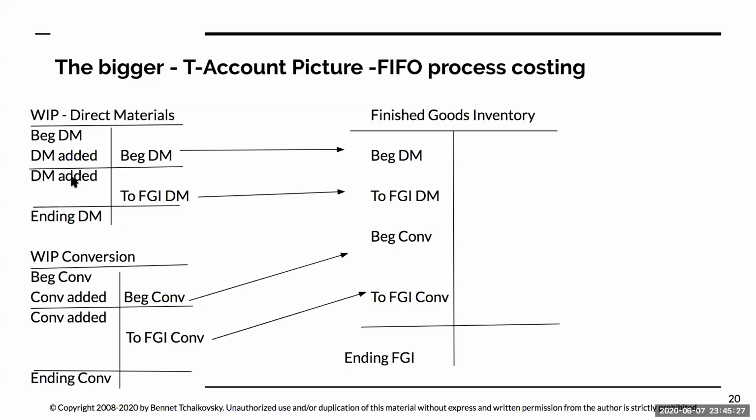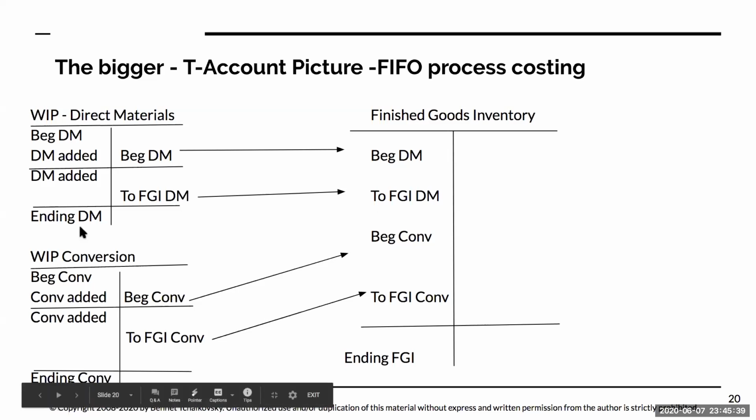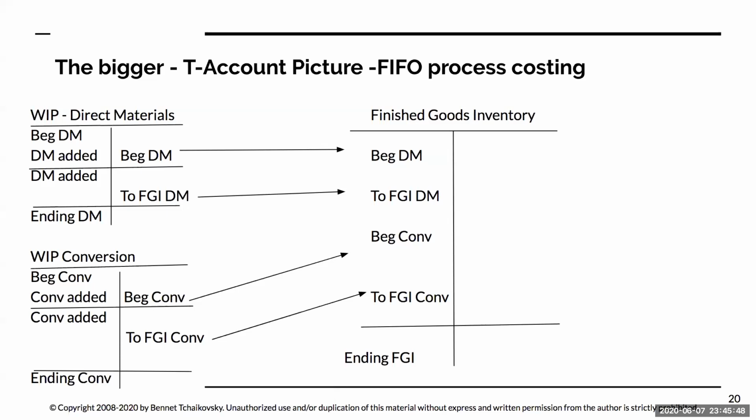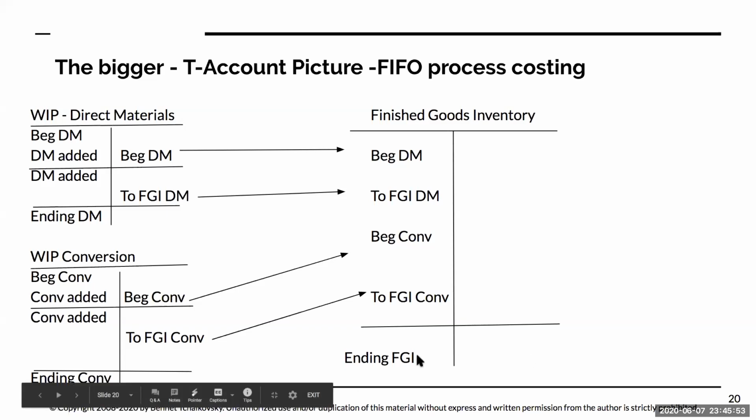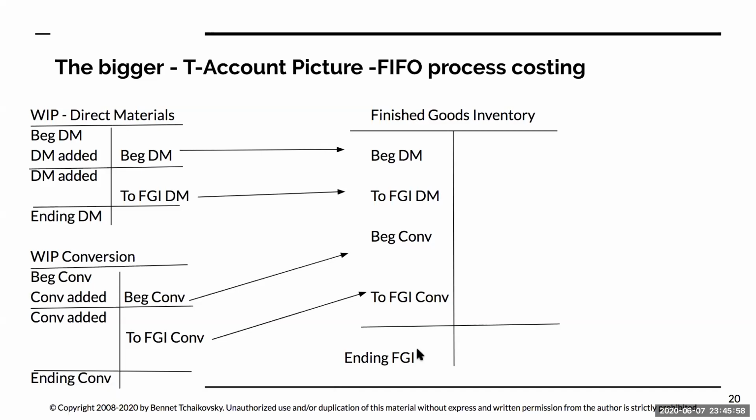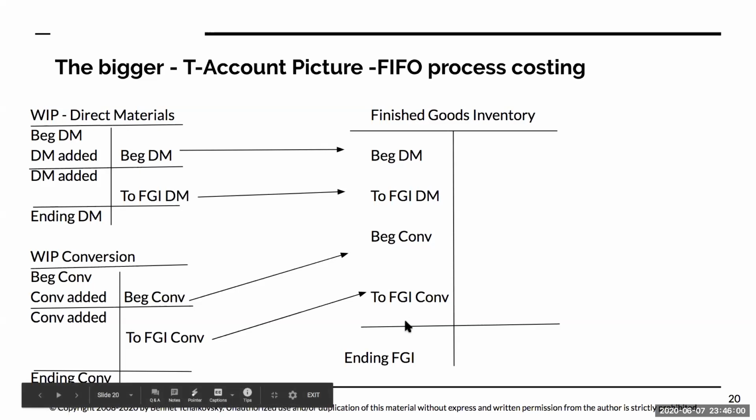Then we're going to look at the cost during the period, the conversion added and the direct materials added. We're going to look at our equivalent units, and that's what we're going to send out over here. And then we're going to end up with our ending direct materials WIP and ending conversion WIP. At the end of the day, whether we're using weighted average or FIFO, the total amount of these three will be the same. However, they're going to be different depending upon the method we use, so FIFO is going to be different than weighted average.